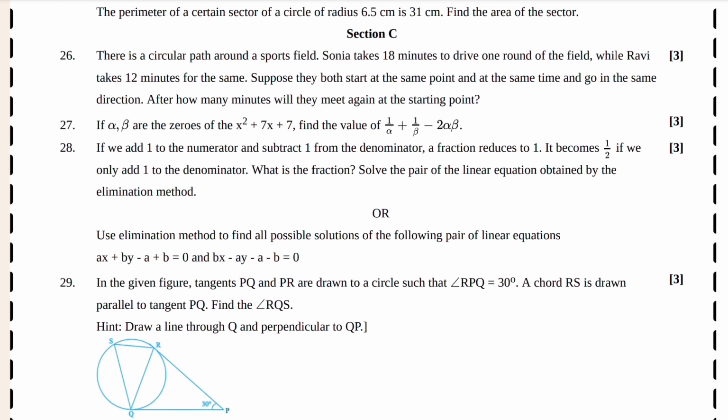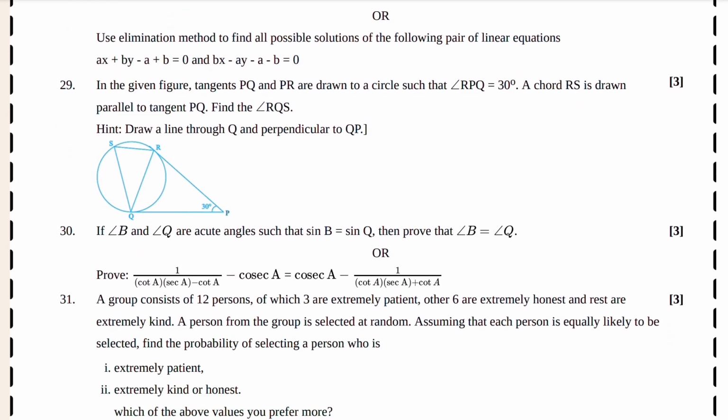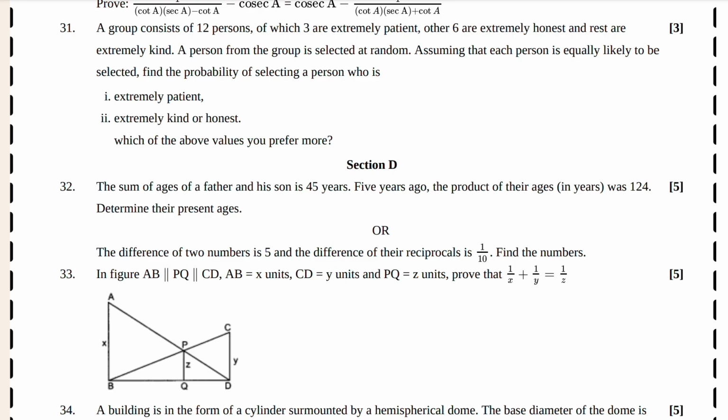Just focus on section C here, 26 to 29. Okay, 28, is it clear, but 29. Okay, let's see. All right, then 31, you can see a group consisting of 12 persons, of which 3 are extremely patient. Okay, right, so you can read this.